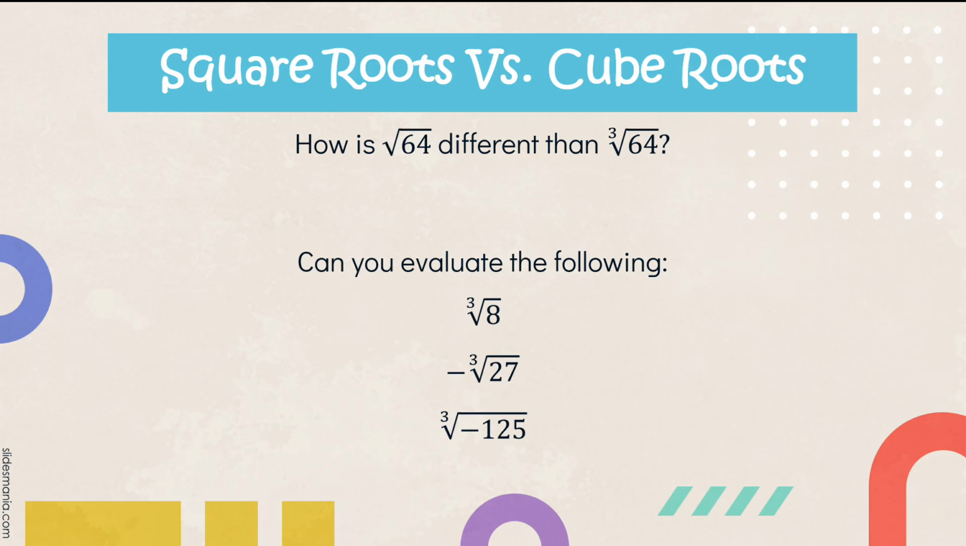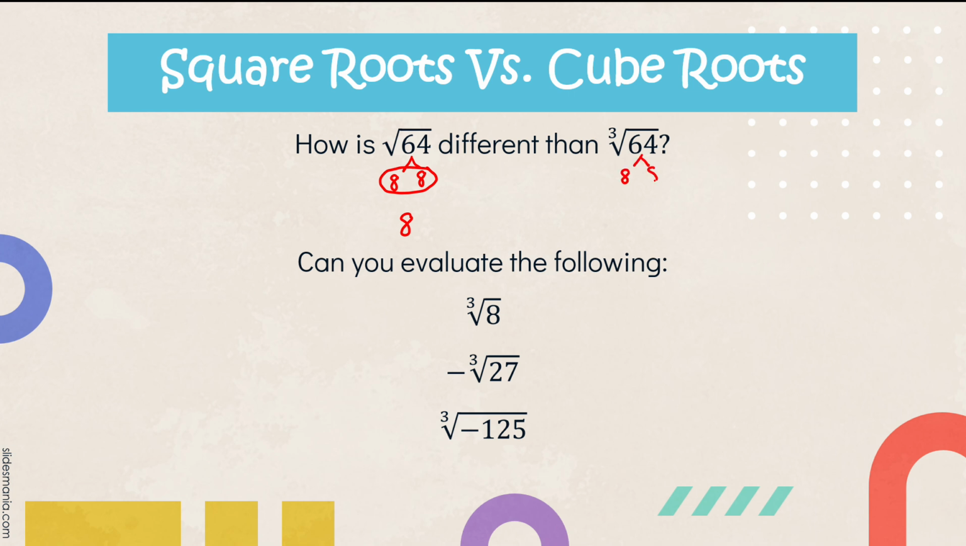So the first question here is, how is the square root of 64 different than the cube root of 64? Well, the square root of 64, I am looking for pairs, right? So as we know, there is a pair of 8s that multiply together to get me 64. So the square root of 64 is 8. Well, guess what we're looking for when we're looking for the cube root of 64? We are looking for triplets, okay? 3 of a kinds, trios.